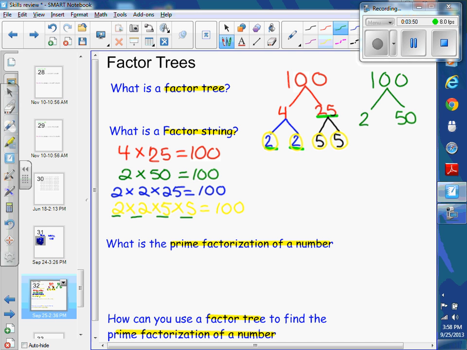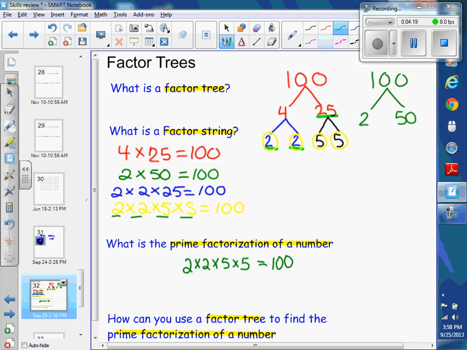So when you look at the next goal, or the next question, what is the prime factorization of a number? The prime factorization of a number is the factor string for that number that's made up of only prime numbers. So the prime factorization of 100 is 2 times 2 times 5 times 5. That's the prime factorization of 100.